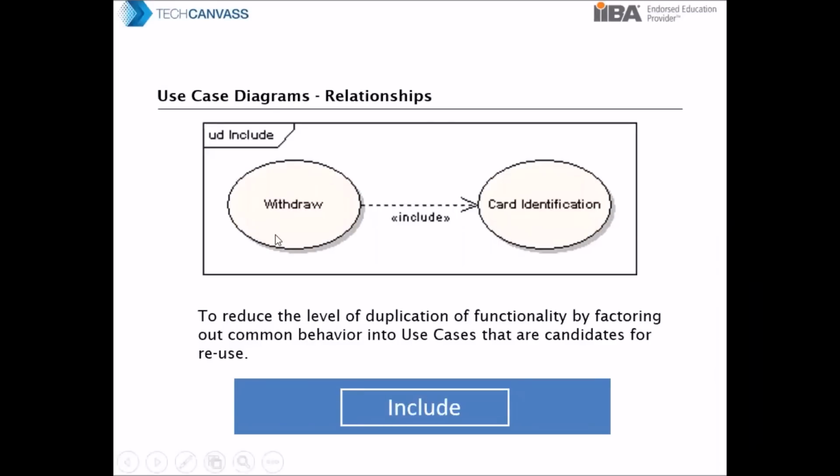In this case, if you are withdrawing money from an ATM machine, or if you're using your card to withdraw an amount from any kind of system, it by default includes the card identification use case. Because unless your card is a valid card, you cannot withdraw money. So from a system perspective, card identification is a functionality which is part of the withdraw, and that's why it has been identified as an include relationship.